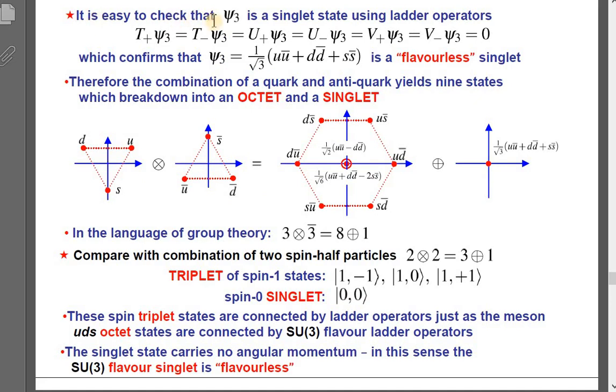It's quite easy to check that psi 3 is a singlet state. Remember how you do that using the ladder operator? Because if it's a singlet state, then whatever operator you apply on it, the result will be 0, which indeed confirms that psi 3 is a flavorless singlet. Therefore, the combination of a quark and an antiquark yields 9 states, which break down into an octet and a singlet. So this is the octet and the flavorless singlet. And in the language of group theory, we write it like this.